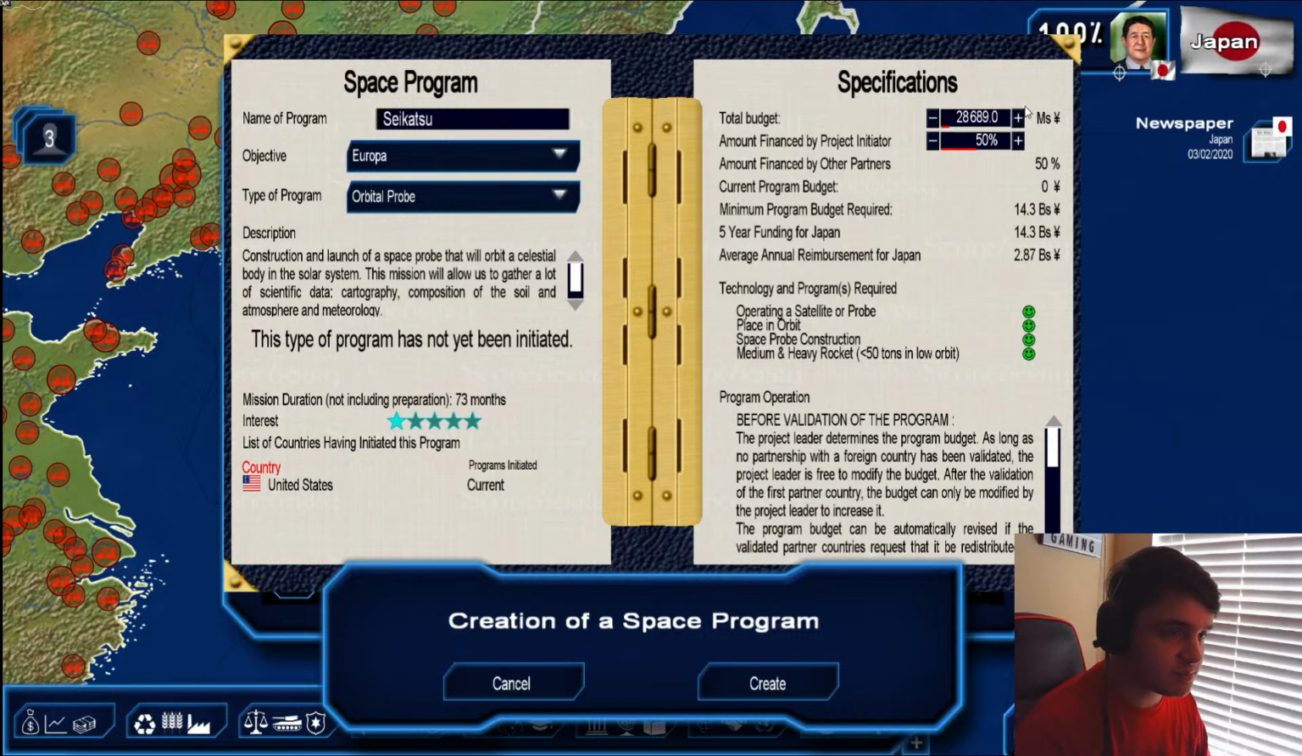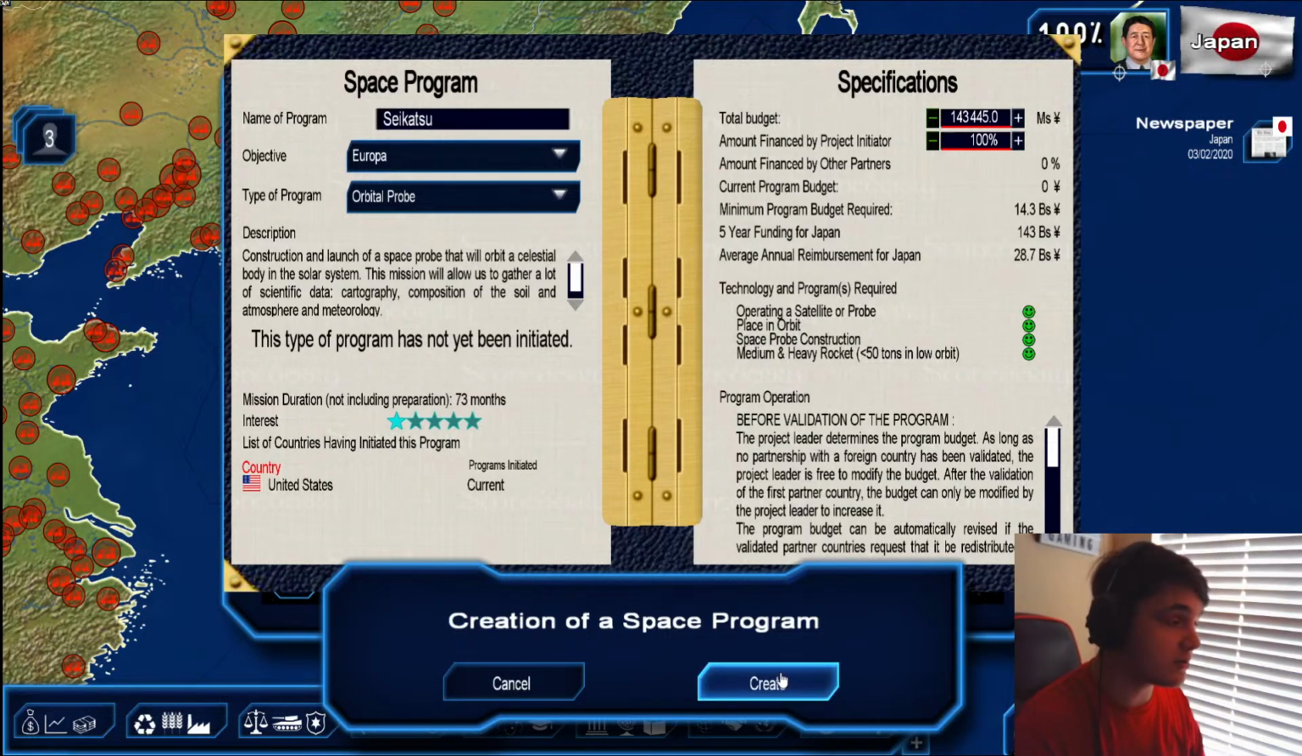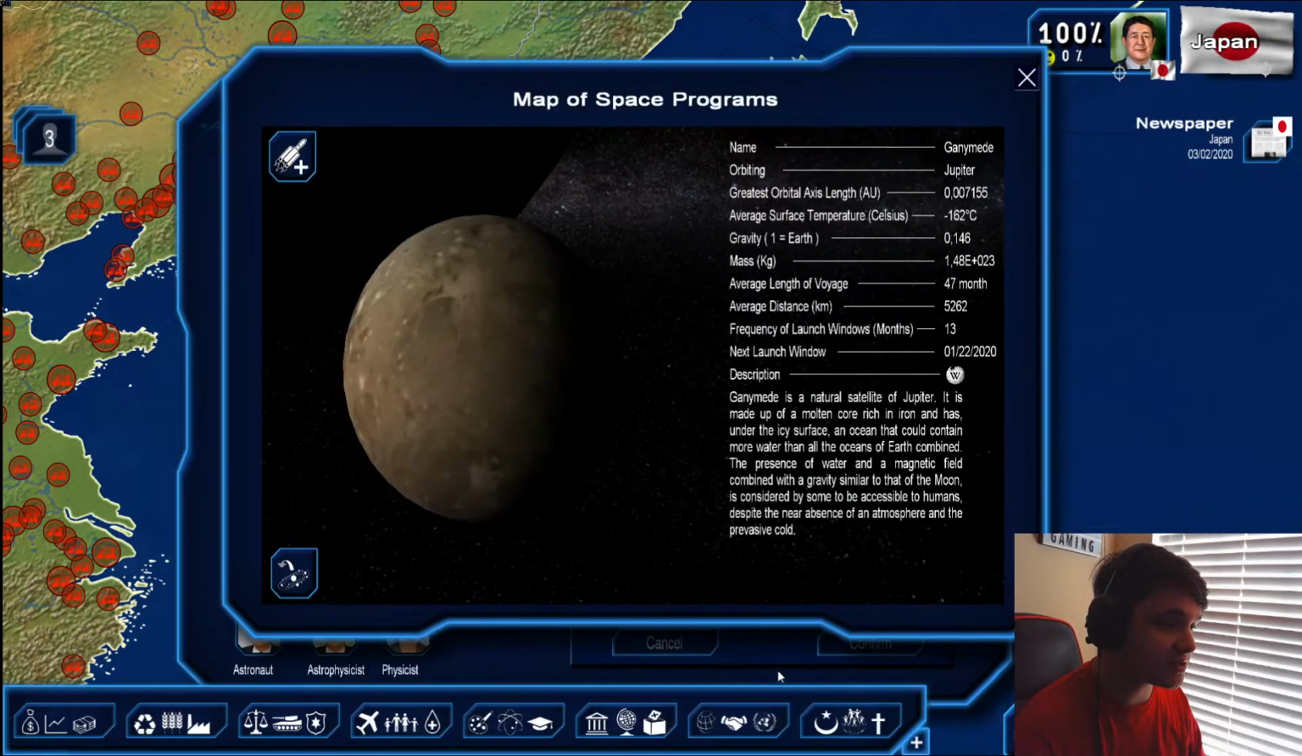So $286 million for... it's gonna be about $1.4 billion. That's about 143 billion yen. We're gonna fully fund it ourselves. We actually have the ability to go there. We have a very good space program. If you don't know the name of the space program in Japan, it's called JAXA.